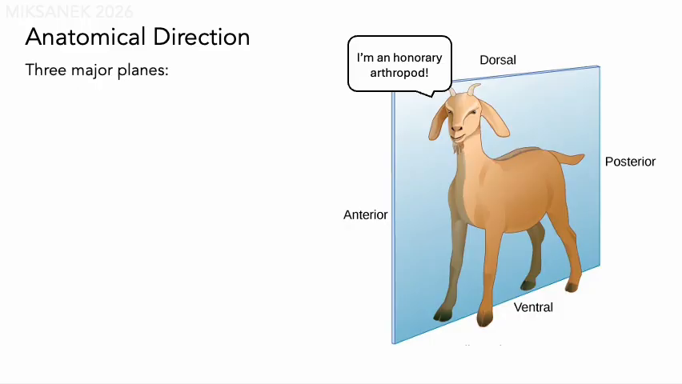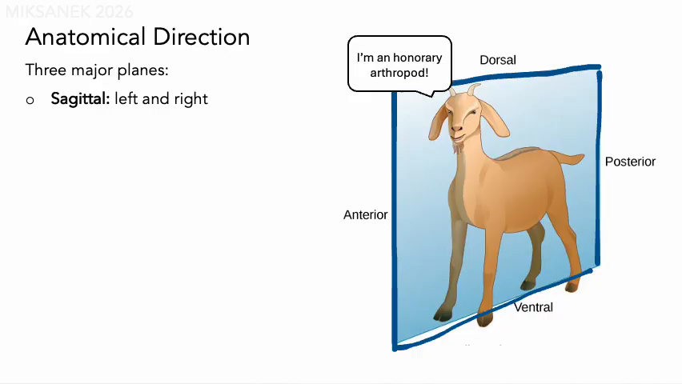So there are three major planes we can draw through the axis of a bilaterally symmetrical, right, one of these symmetrical animals like this. The first plane we'll draw is the sagittal plane, and this plane simply divides the organism into left and right halves.